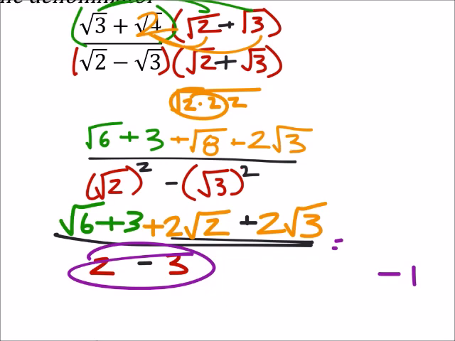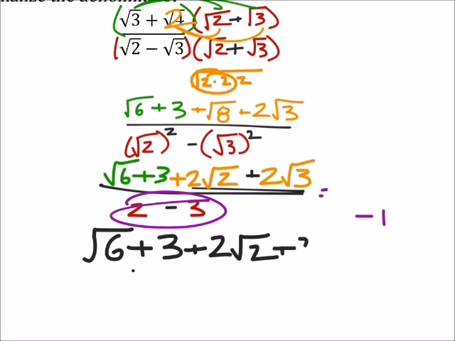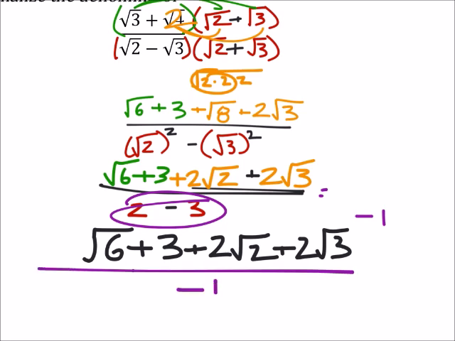And then I still have the numerator. Need to put that a little bit more space. So I've got the square root of 6. Dang it. Square root of 6 plus 3 plus 2 times the square root of 2 plus 2 times the square root of 3 all over negative 1.